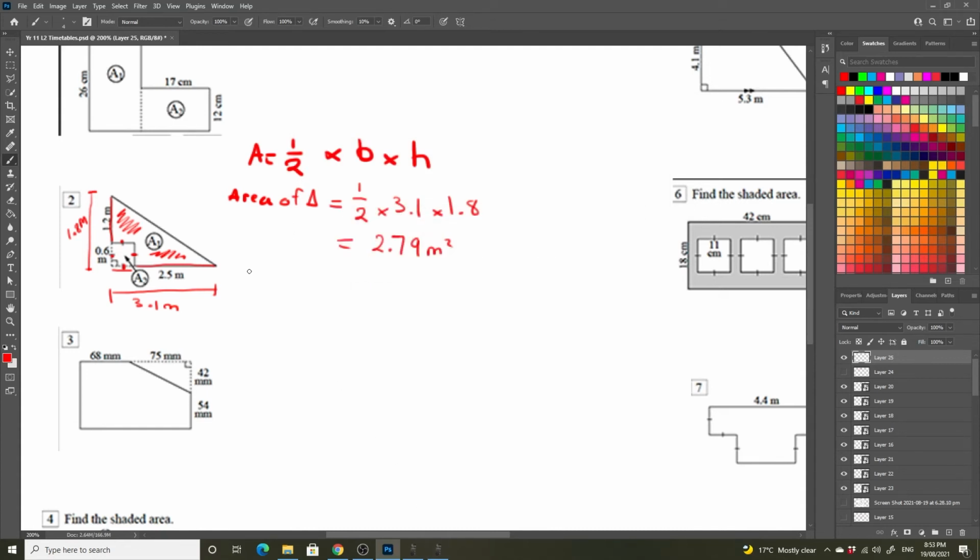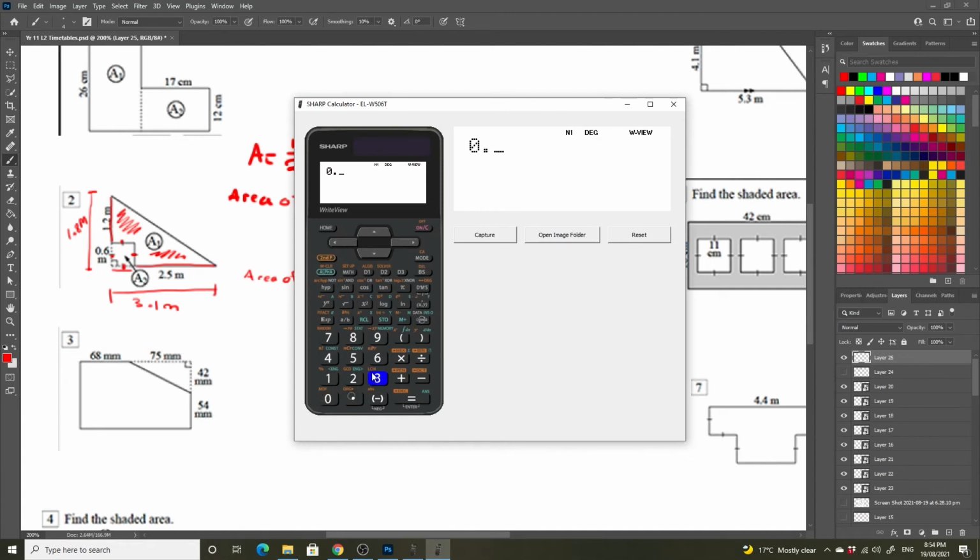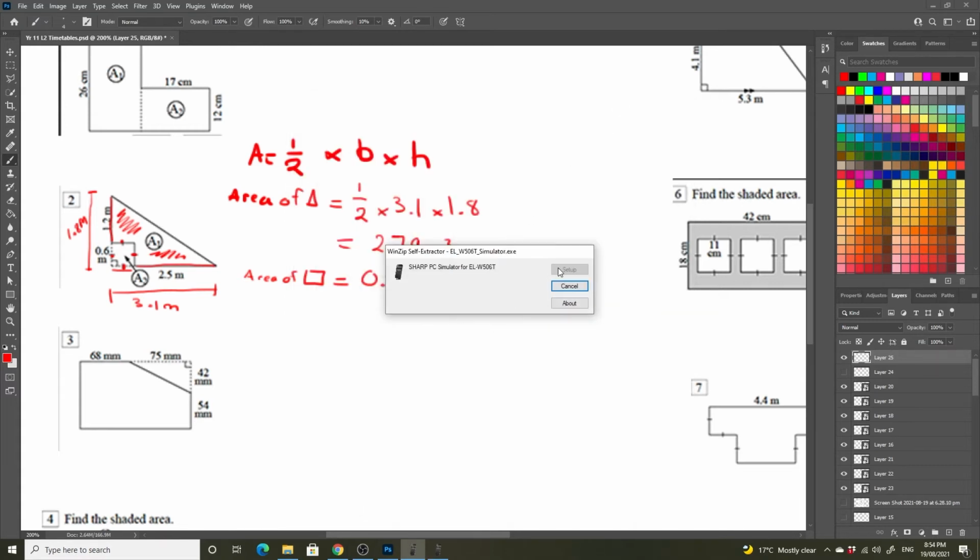Alright, now we just need to work out the area of our square. The area of our square is going to be the same as the area of a rectangle, length times breadth, but in the case of a square, it's just one side length squared. So the area of our square is going to be equal to 0.6 squared. And 0.6 squared is just going to be equal to 0.36.